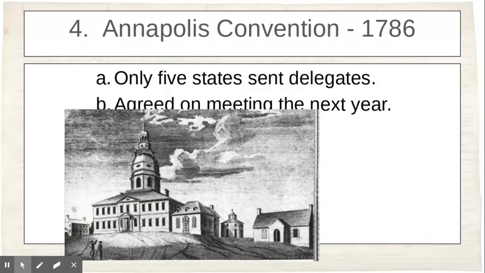So when Annapolis occurred, only 5 states would end up sending delegates because of all these difficulties. And the only thing that these delegates from the 5 states could agree on was that they needed to meet again the next year. So that would be in 1787, and they would meet in the same city that the Declaration of Independence was created in, and that would be the city of Philadelphia in Independence Hall. What year? They would meet again the next year in 1787.